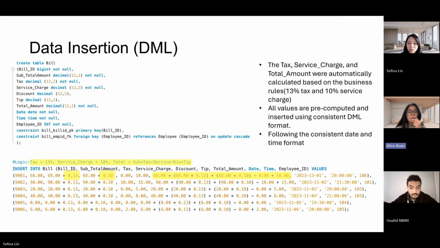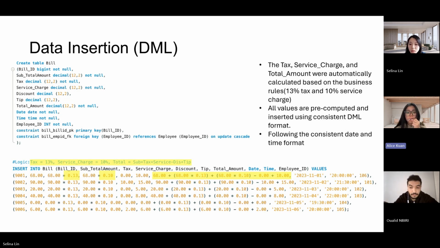For the next slide, we will talk about the bill calculation. For the bill calculation, we pre-calculate the tax, service charge, and total amount based on the restaurant business rules. Tax is 30% and service charge is 10%.